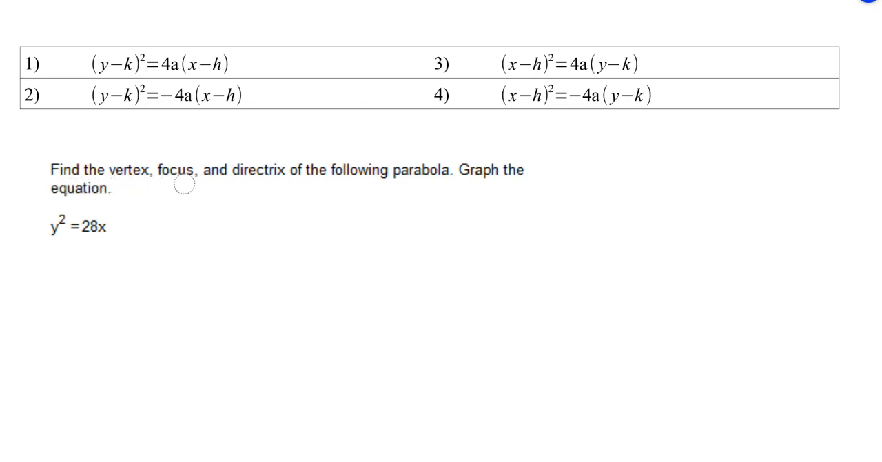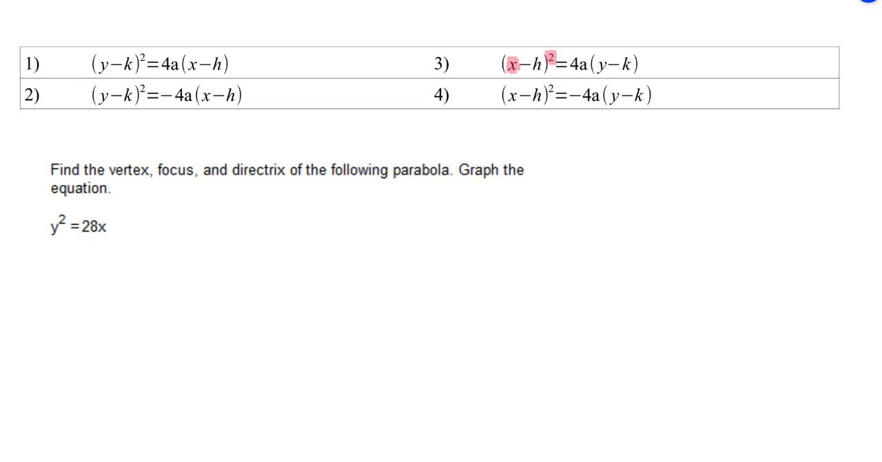Find the vertex, focus, and directrix of the following parabola. Graph the equation. So we've got this equation y squared equals 28x. And before we find all these features, I thought we'd take a minute to look at these four different orientations of parabolas and their equations. I want to start with this one over here. Notice that we have a squared on the x. So this is one we're used to.